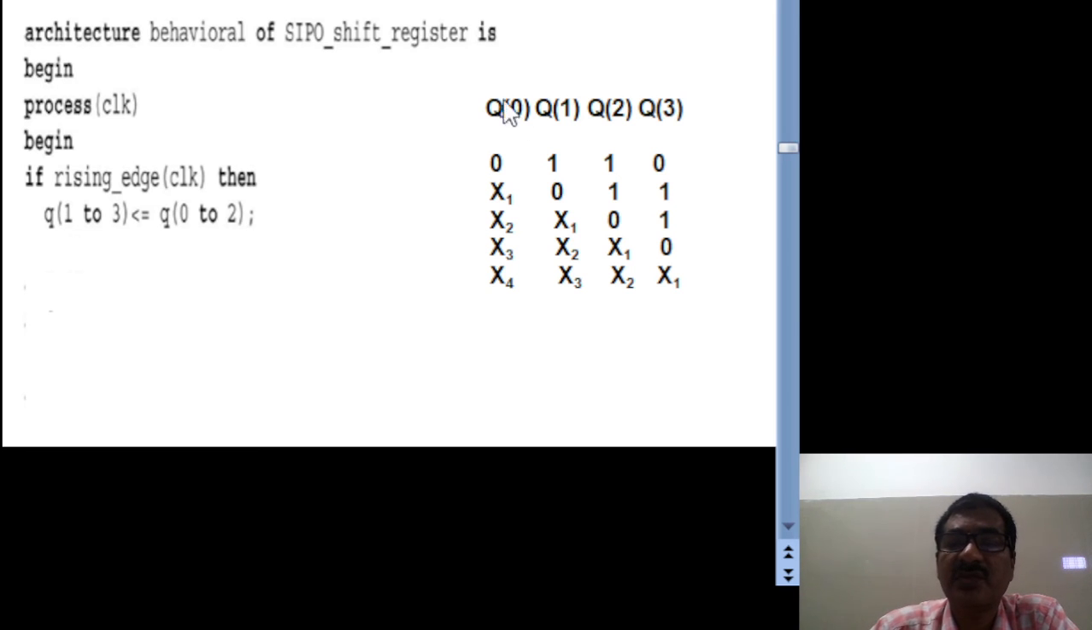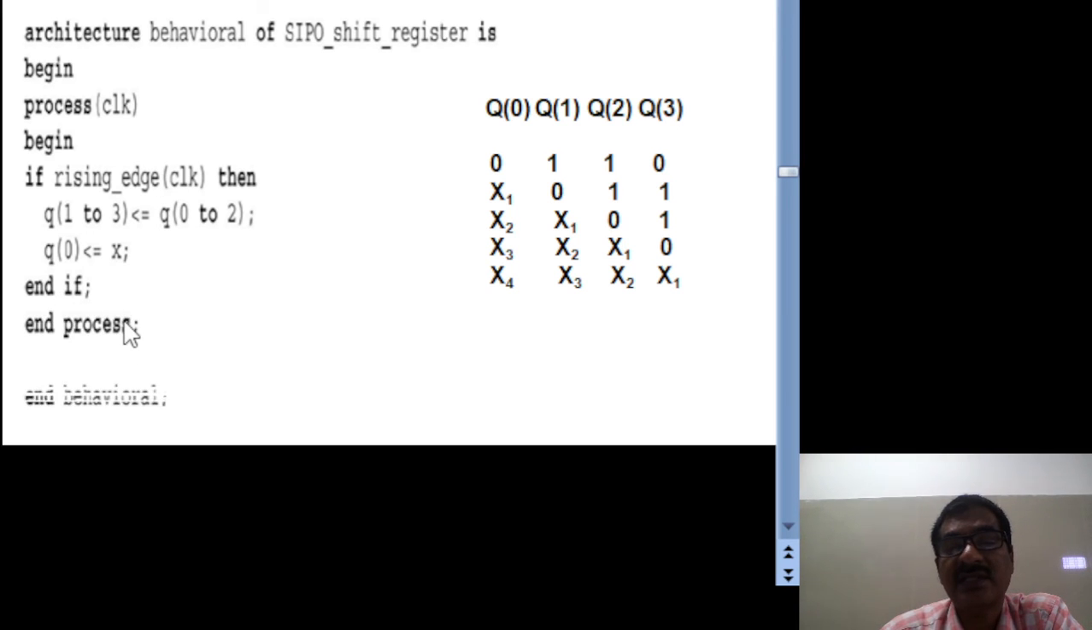And what is the q of 0 value? The q of 0 value is x, right? So q of 0 equals x. For every rising edge, for every positive edge triggering case, these two statements will be executed so that the value of the register moves towards the right by 1 bit position, and every time the MSB position becomes vacant, it is filled with the new x bit value.